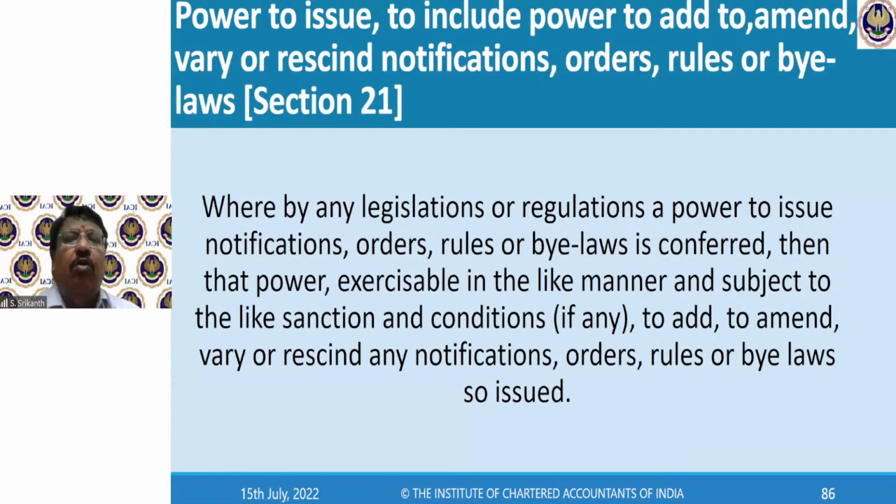Power to issue to include power to add, amend, vary, or rescind. Okay, means once I can issue it, I have the power to add, amend, vary, or rescind. See, because sometimes while enacting, they might say, regional director shall have the right to issue notification. Once I have the right to issue the notification, I can correct it, amend it. Or I can say, earlier I issued the notification, now I'm adding one more condition to it. I have the right to do that. And I can rescind it. I can say, enough, I'm calling back my notification. So, power to issue includes power to add, amend, vary, or rescind.